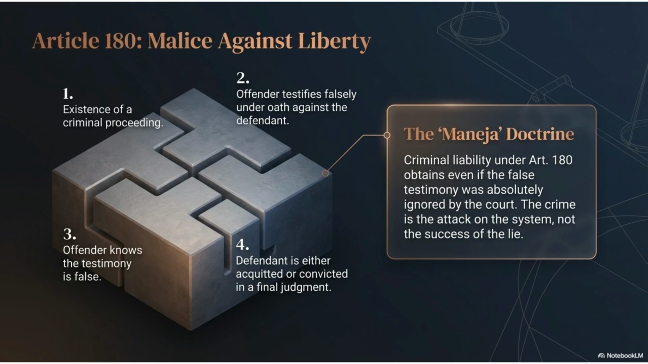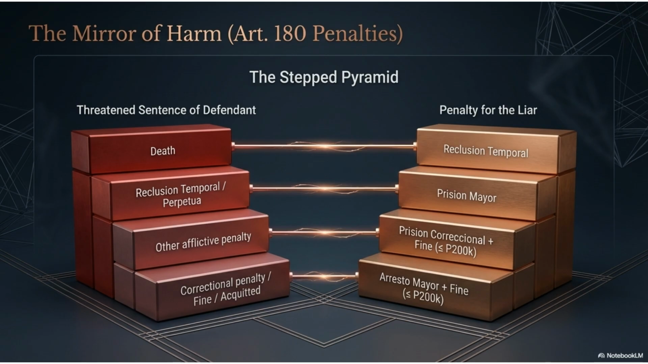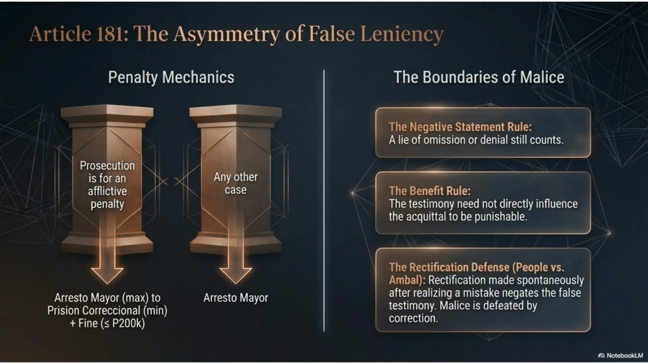Under the Maneja doctrine, the crime is the attack on the system, meaning liability obtains even if the court ignores the false testimony. The penalty for the liar under Article 180 is a mirror of harm. It is directly proportional to the threatened sentence of the defendant, with penalties escalating from arresto mayor up to reclusion temporal. Article 181, the asymmetry of false leniency, pertains to false testimony favorable to the defendant.